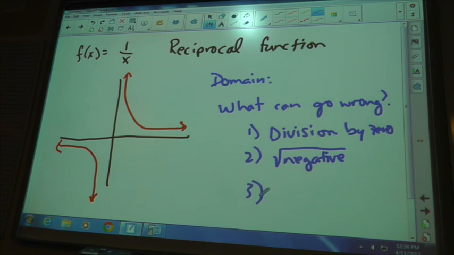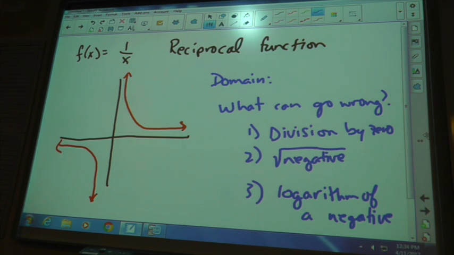And the third thing, we're going to see in the next chapter, is a logarithm of a negative. But the point here is just think about it. When I ask domain, the question you ask yourself in your mind is, what can go wrong? You then go through this list.